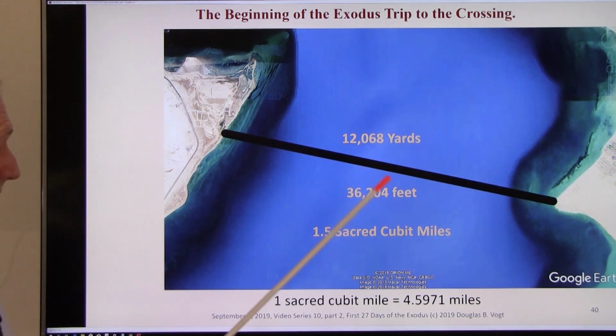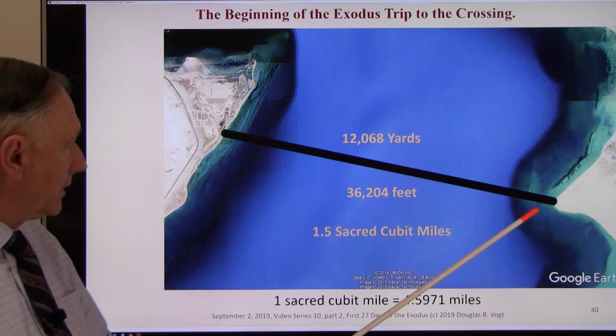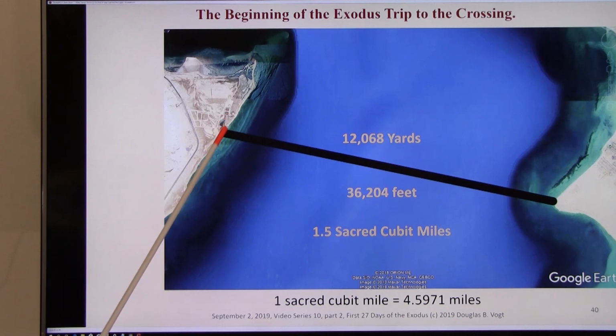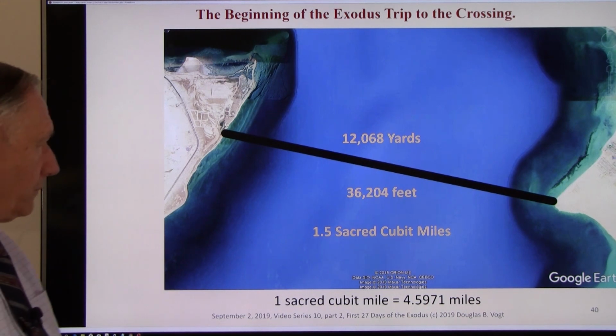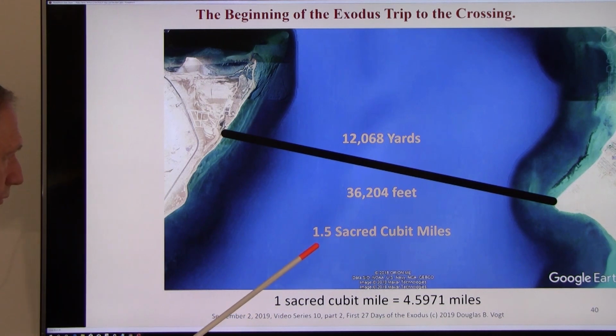Ironically, with my GPS and also with Google Earth, 1,268 yards from there to along here, or 36,204 feet. How do you like that? Maybe that's why Moses said the 600. He's telling you what the distance is. Also, it's 1.5 sacred cubit miles.